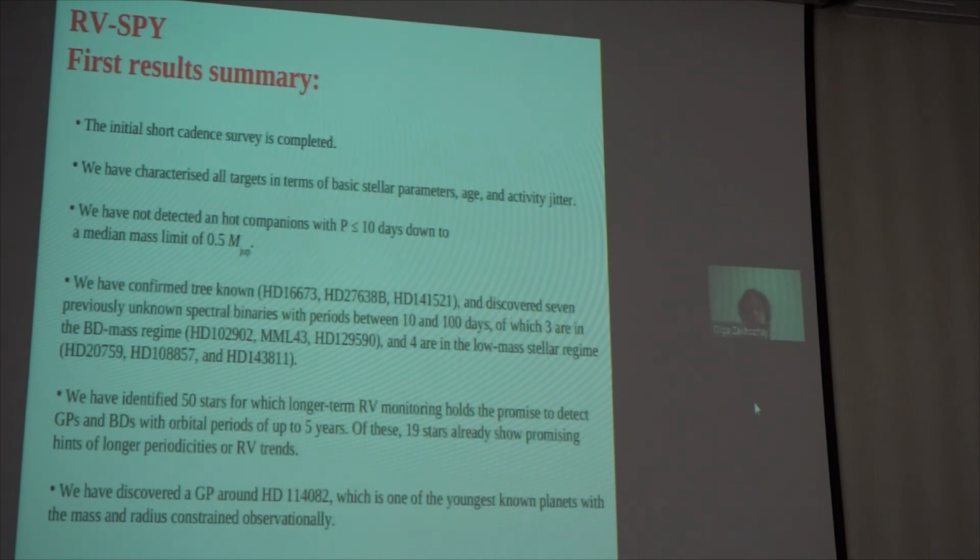We have identified 50 stars for which we schedule further observations. 9 of those stars have evidence for a planetary companion or a round-Earth companion, and we have 1 discovered giant planet around HD 114082, which is probably the youngest planet with mass and radius constrained observationally. Thank you, this is it.